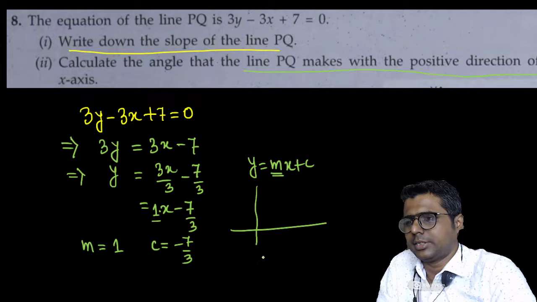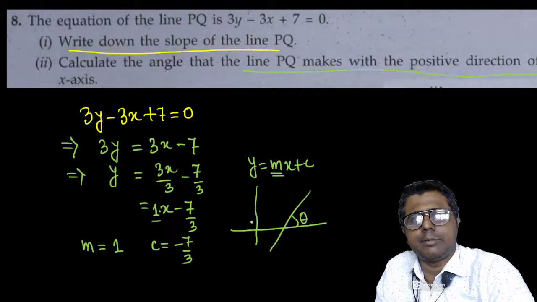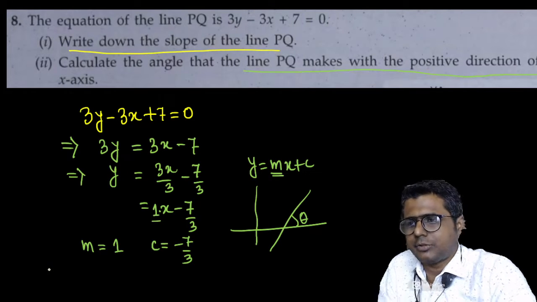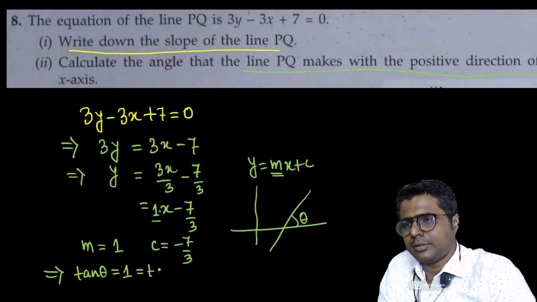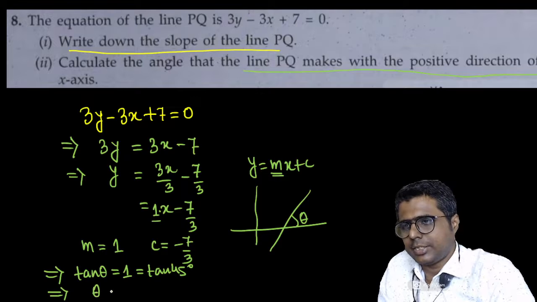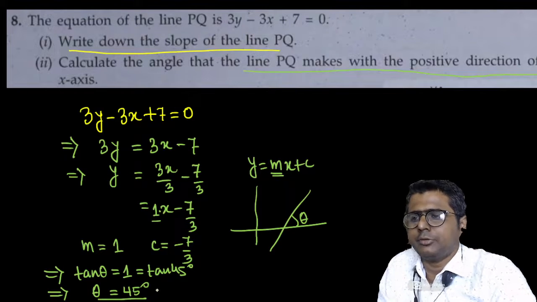Okay. Now it is asked, what is the angle line PQ makes with the positive direction of x-axis? So this means, suppose this line is like this, what is this angle? This angle is nothing but inclination. Inclination is the angle made by a straight line with the positive direction of x-axis. So that is what we will use. Here m is equal to tan theta. Tan theta is equal to 1, and 1 is also equal to tan 45 degree. So from here you can easily write down that theta is equal to 45 degree. So this is how you will calculate.